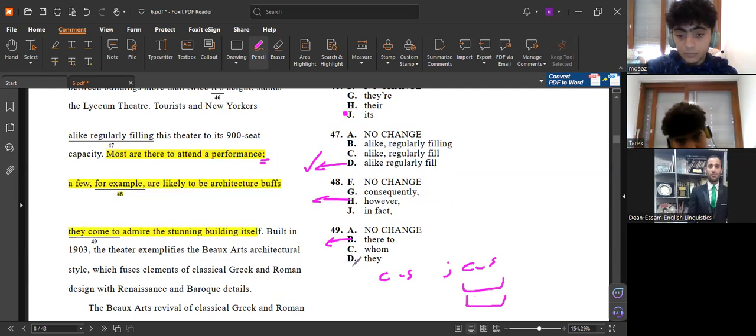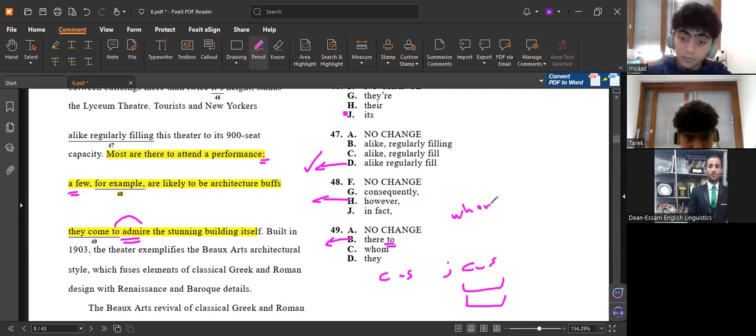So you must look here only. Why? Because your question is for grammar. So you must read from this part. A few are likely to be architecture buffs. Buffs what? They're to admire. So remember, they want them to admire, to plus infinitive. So we need an infinitive. Again, after whom, we need subject plus verb. Here, after whom, we have only a verb. So whom is wrong. If I wanted to say they admire, you start a new sentence again. That means you finish the sentence here and start a new sentence.